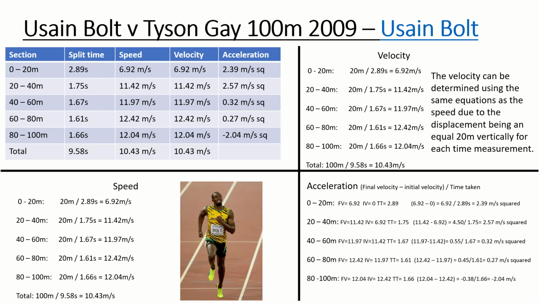which is quickest over the course of the race and the quickest over the course of any athlete performing that race. And then the final section of Usain Bolt's speed is the last 20 meters. So 20 meters divided by 1.6 seconds is 12.04 meters per second. This shows us that he slowed down towards the end of the race. Moving on from there, you have his velocity.